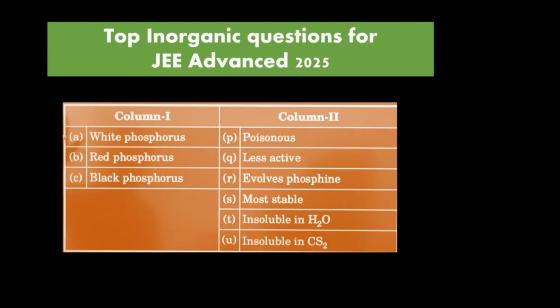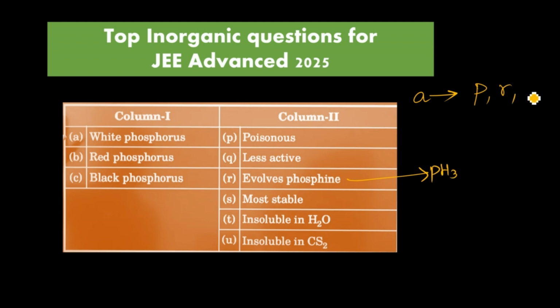Okay, that is poisonous. Yes, that is poisonous. So all are P4 only, but we have to look into which options are right. So let's look for white phosphorus. White phosphorus is poisonous. Yes, that is true. And it evolves phosphine, PH3, right? So that is also true.